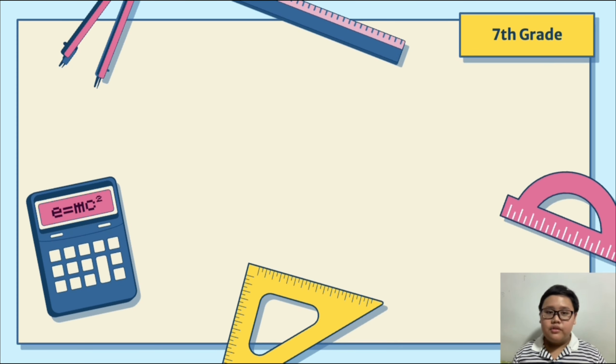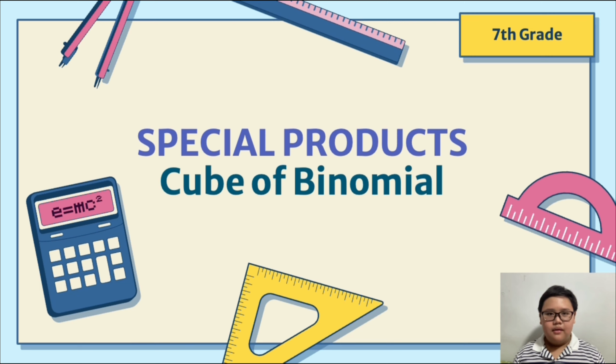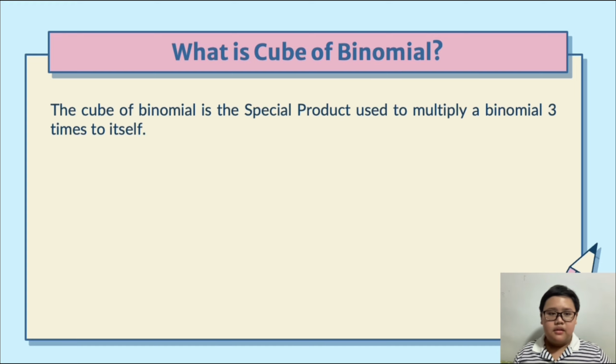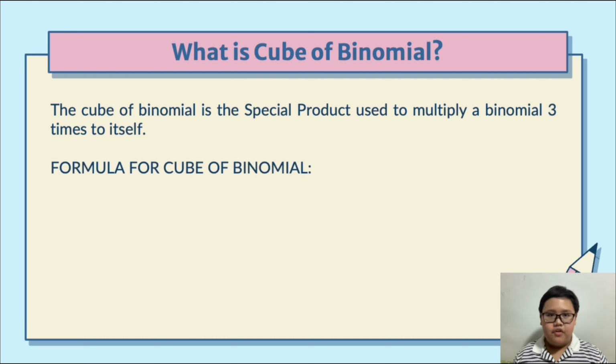In today's episode, we will be discussing a special product known as the cube of binomial. So first, what is the cube of binomial? The cube of binomial is the special product used to multiply a binomial 3 times to itself. This is the formula for the cube of binomial. So here's our example: (a + b) cubed.